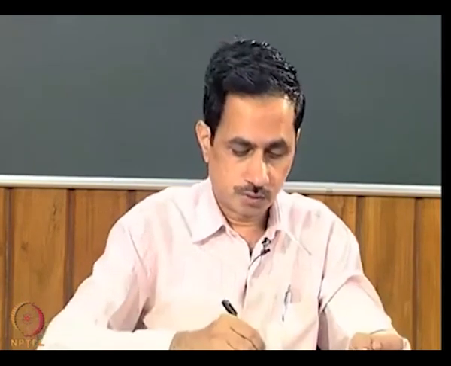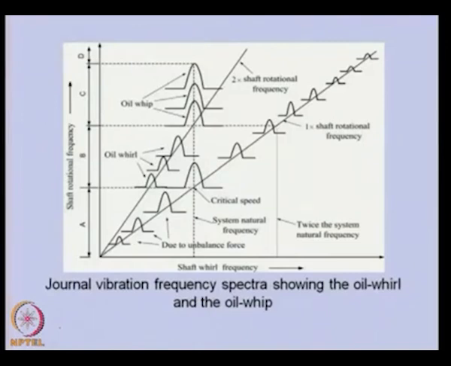Now, we will study two very important phenomena in the fluid film bearing, which take place because of instability. One is the oil whirl and another is the oil whip. They are somewhat related. So, let us see how they take place. In a Campbell diagram, I am showing this particular phenomenon. The horizontal axis is the shaft whirl frequency, and the vertical axis is the shaft spin speed or the rotational speed.